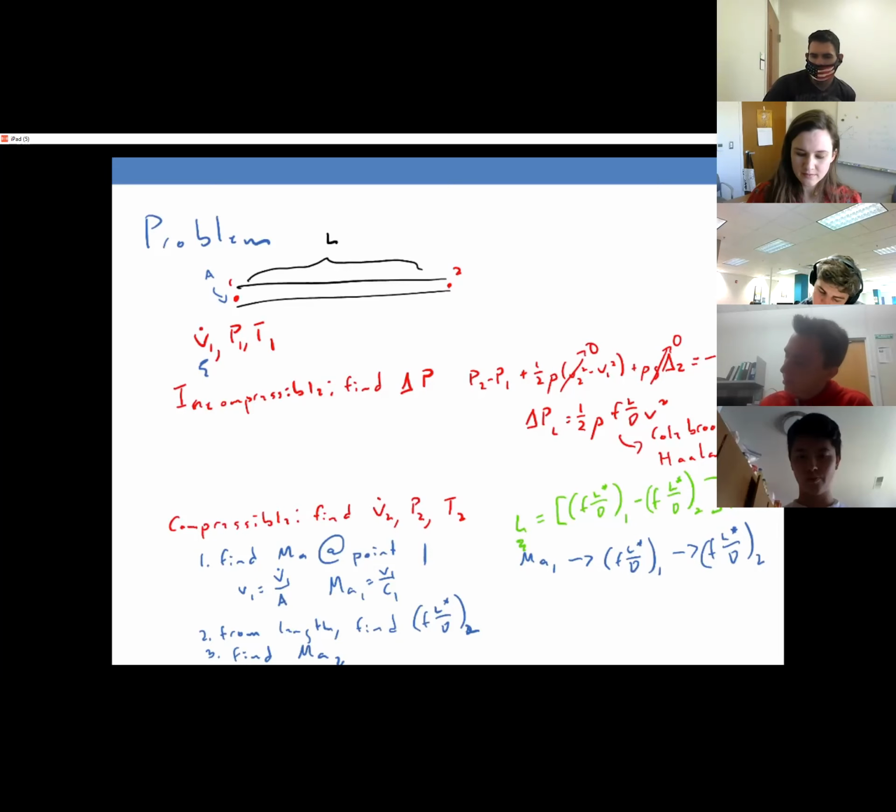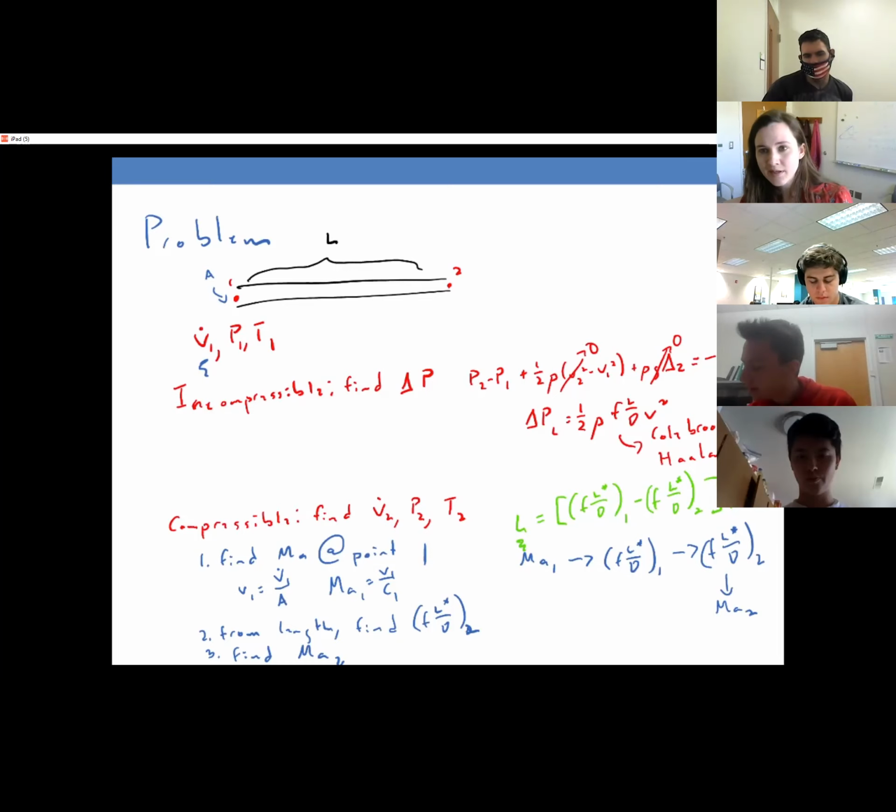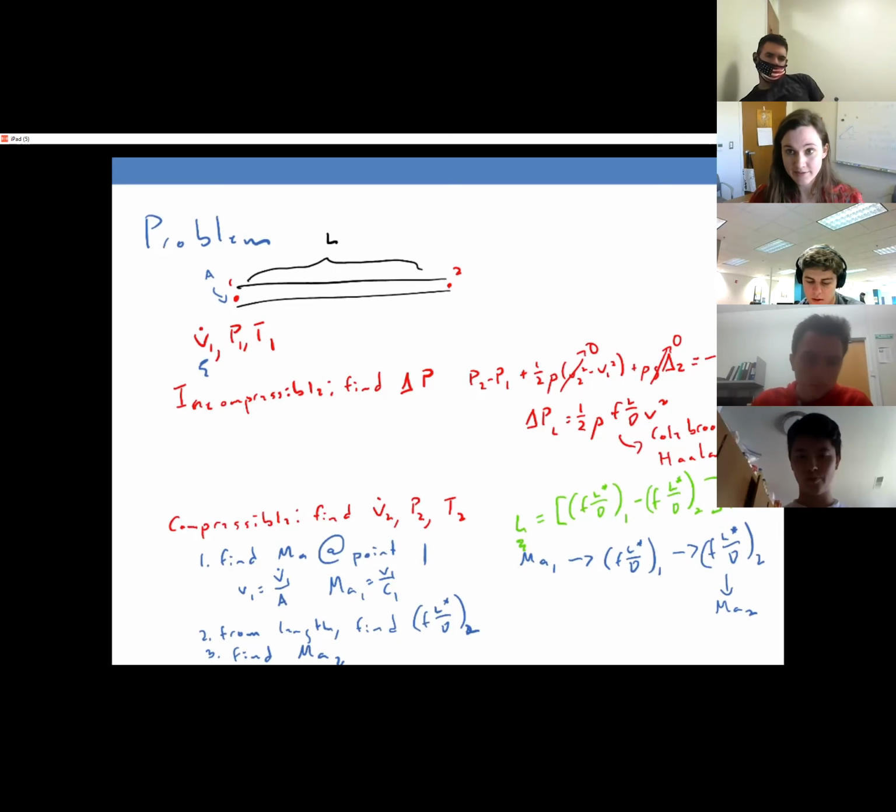And then we would just use a solver to find the Mach number, because it's implicit with Mach number. There's not really a nice closed form. As I said, there is a table in the back that gives it for Mach number 0.1, 0.2, 0.3, so you can check whether it's close to one of those, but it might not be, so you might need to use a solver. So now you found Mach 2.